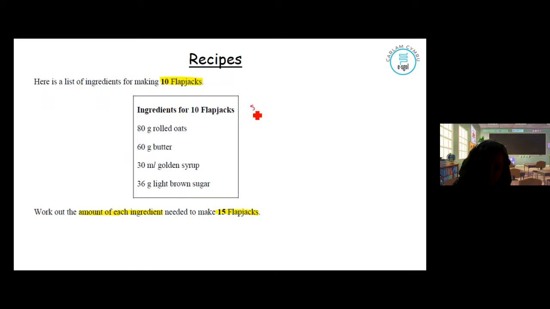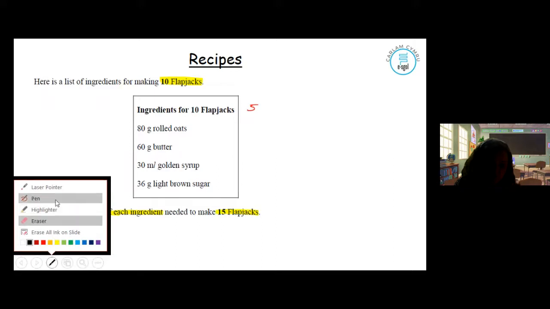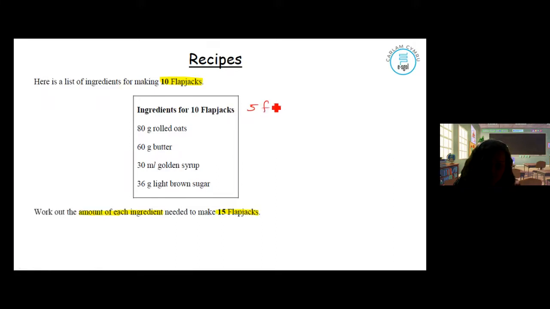I would start this question by saying, oh, that's a P, that should be an F. Let me rub that out. I would start this question by saying, let's work out what the recipe would be for 5 flapjacks, because if I know what the 5 flapjacks recipe is, I can then build up to 15. To get from 10 flapjacks to 5 flapjacks, I would need to halve the recipe, and halving is to divide by 2. I'm going to do that to each of my ingredients.